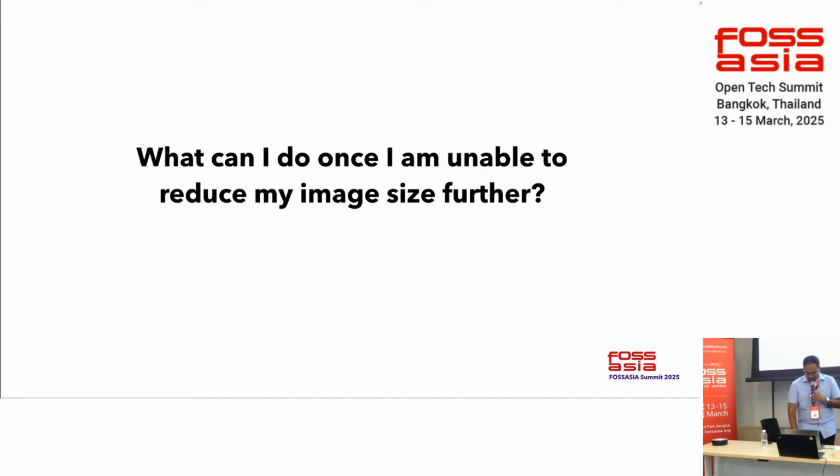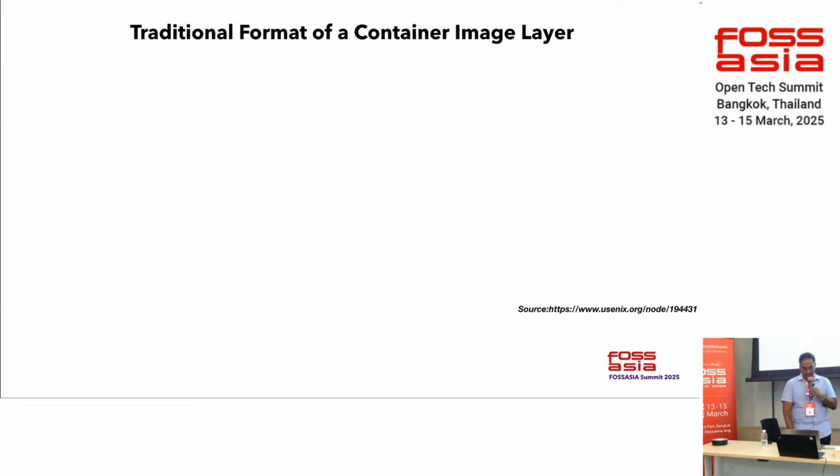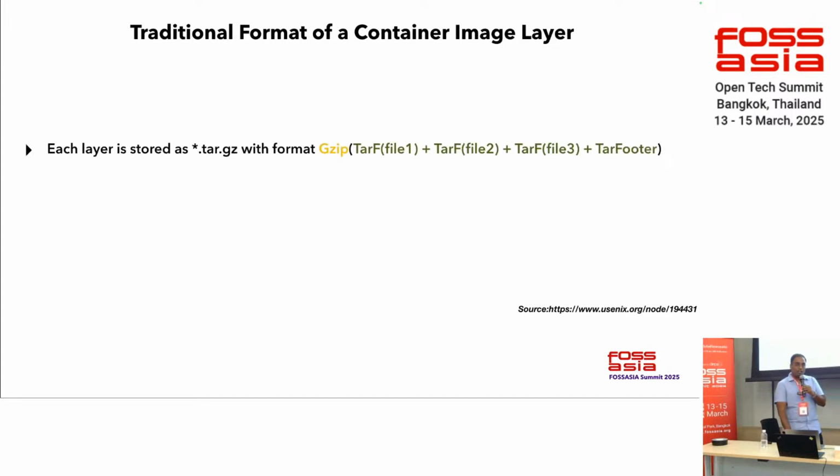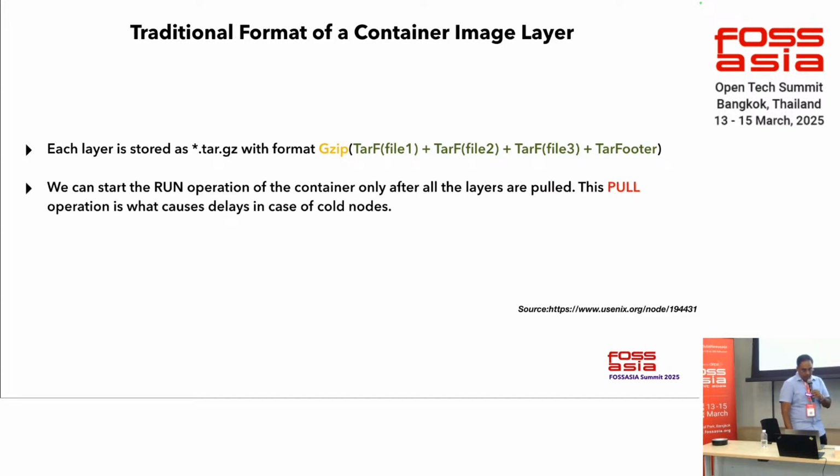So can I do something better to make my whole deployment faster? The traditional format of a container image is a gzip of multiple tar files. When I want to run a Docker image, I need to download the whole image into my file system, extract it, and then it will choose what file it wants to run, and then the whole Docker container will start running. This is how the traditional container image is layered and how it is run.